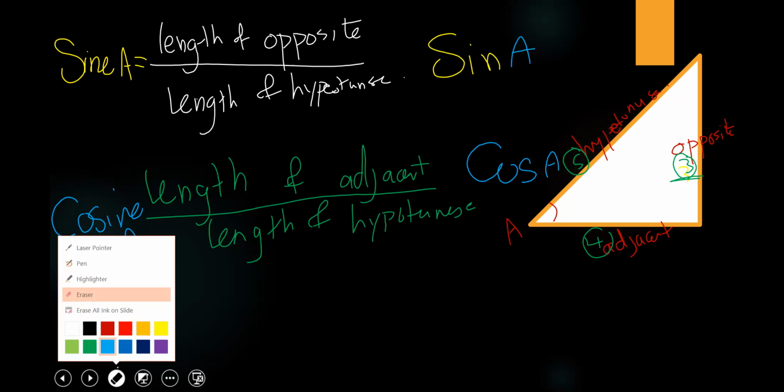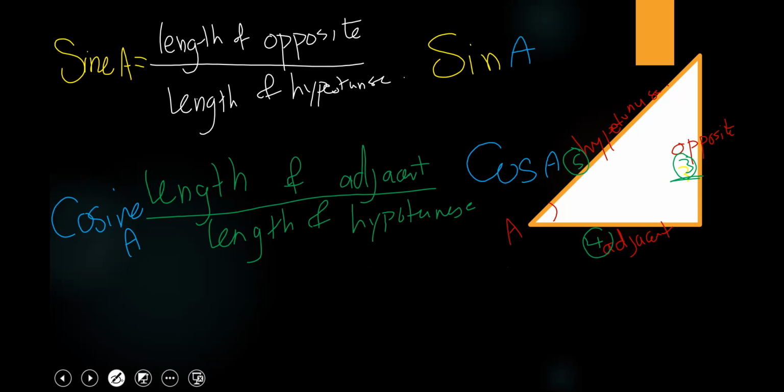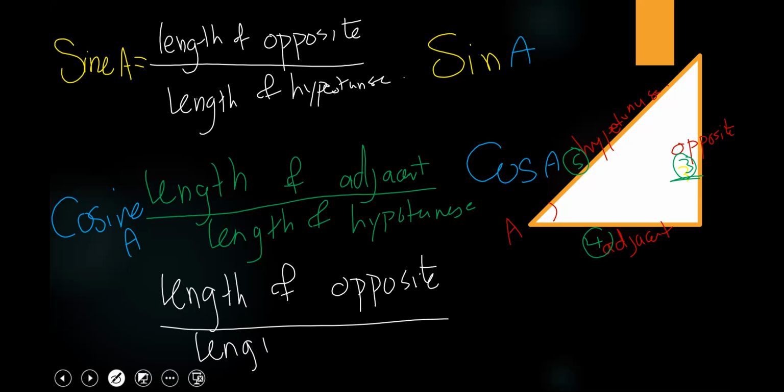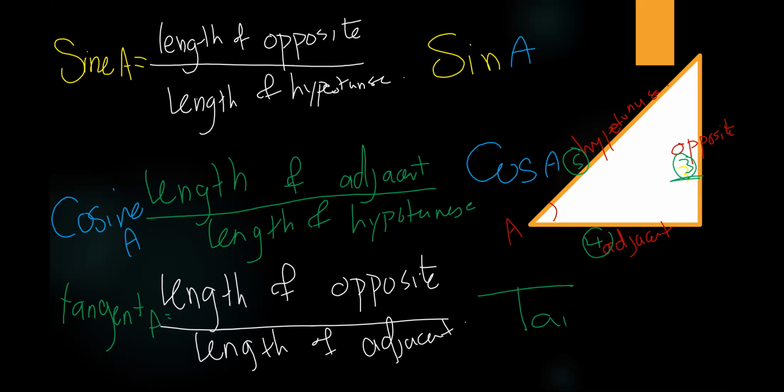Now, the third trigonometric ratio, which is the length of the opposite over the length of the adjacent, opposite over adjacent, we call it tangent of A. The tangent of angle A is the length of the opposite side to angle A over the length of the adjacent, and we write it as tan A.